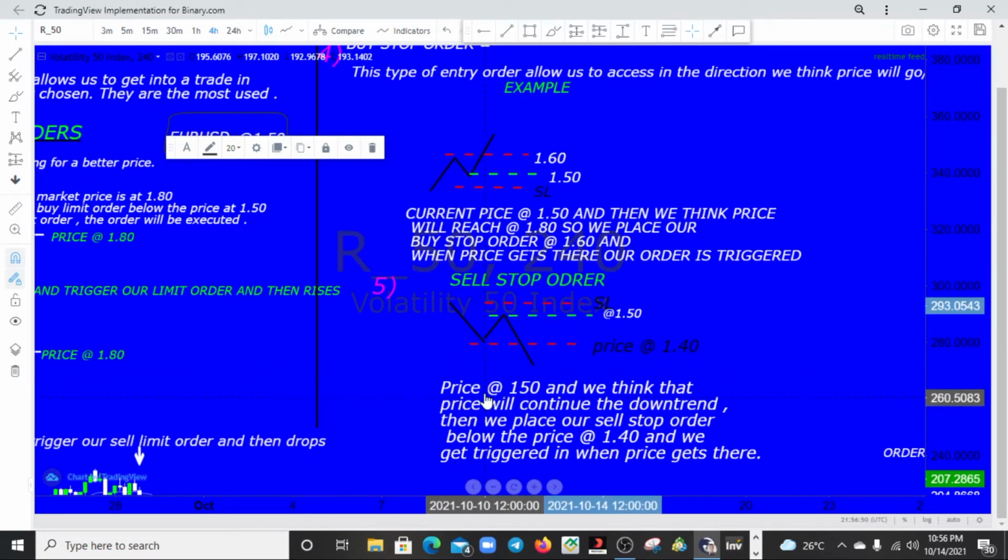Now we can see here price at 1.50, and we think the price will continue the downtrend. Then we place our sell stop order below the price at 1.40, and we get triggered in when price gets there, right? And this is just a simple thing to do, right? So it's just as simple as that.